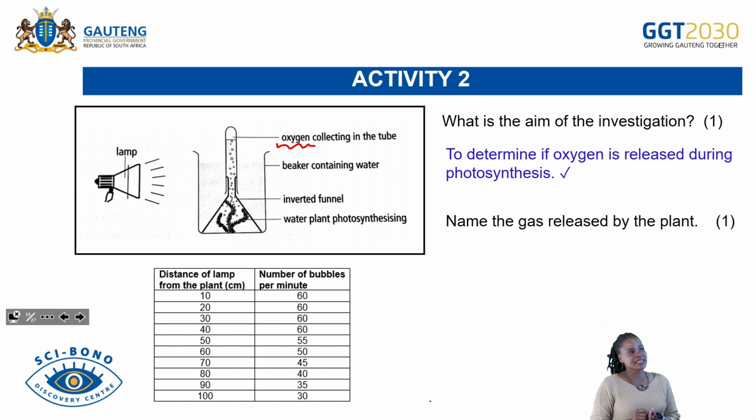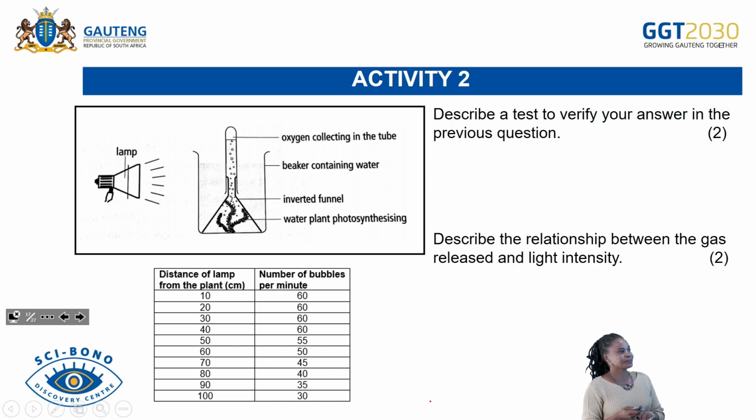Now, the second question says, name the gas released by the plant. What is the gas that is released by the plant? It's also the oxygen. Very good. So oxygen is the name of the gas that is released. Now, describe the test to verify your answer in the previous question. You said the released gas is oxygen. Now describe the test to verify the answer that, of course, this is oxygen.